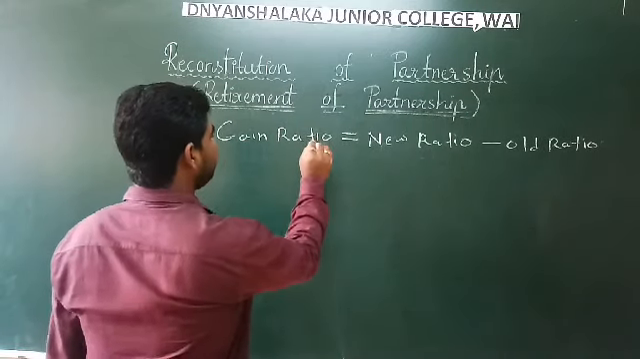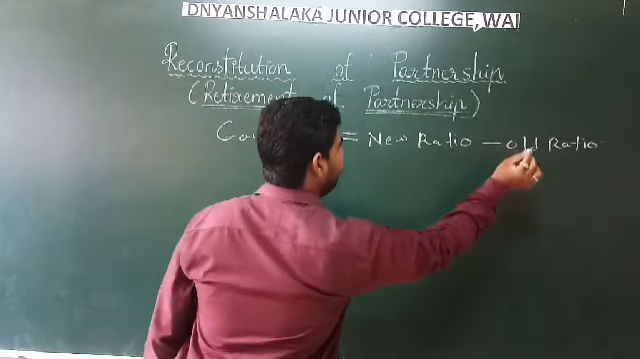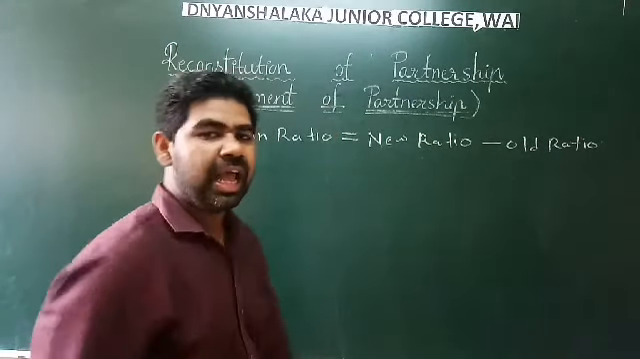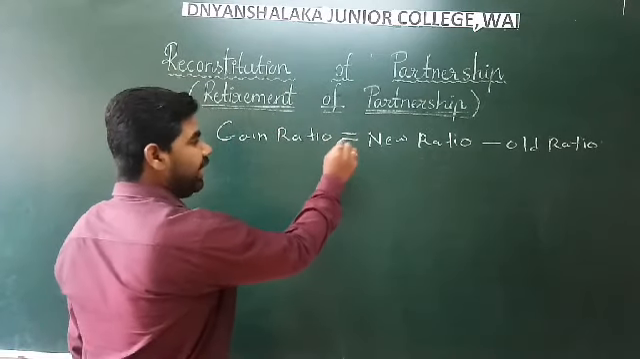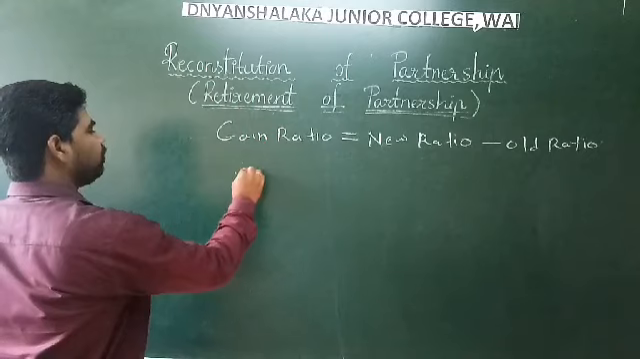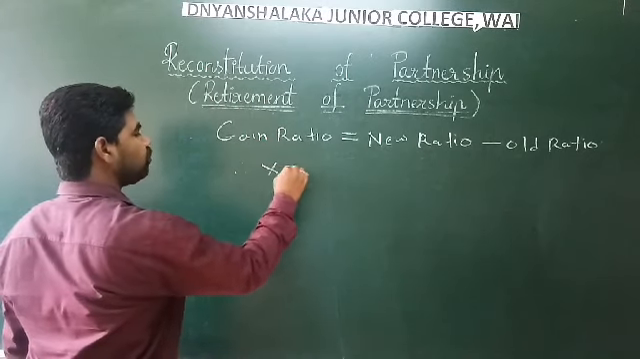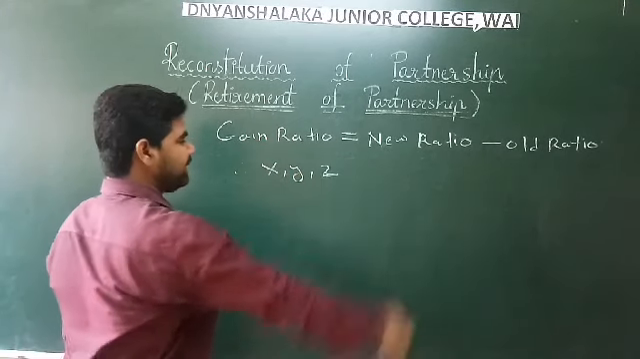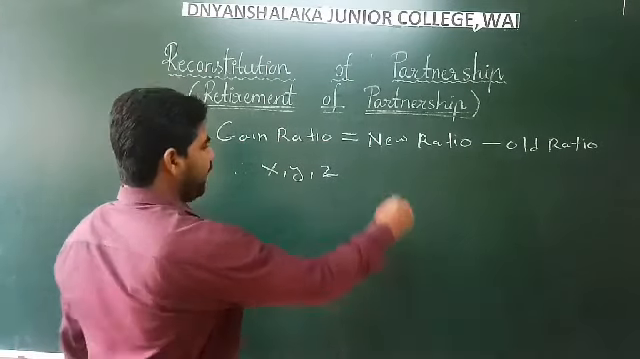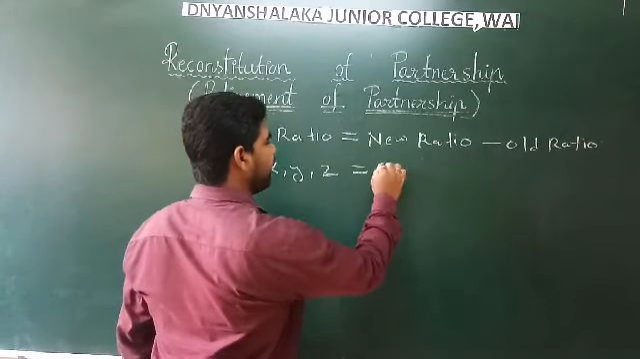So what is the formula of gain ratio? Gain ratio is equal to new ratio minus old ratio. So we take one example, then we can understand how we can calculate the gain ratio using this formula. Okay, so what is the situation? X, Y and Z partners are there who run the business activity, and what is the existing profit sharing ratio?